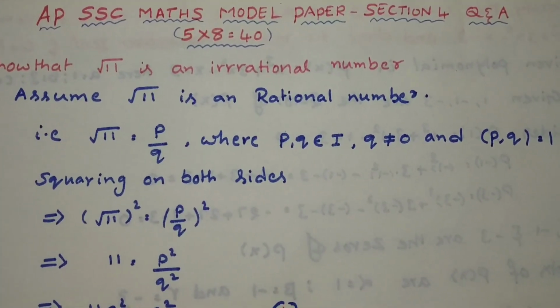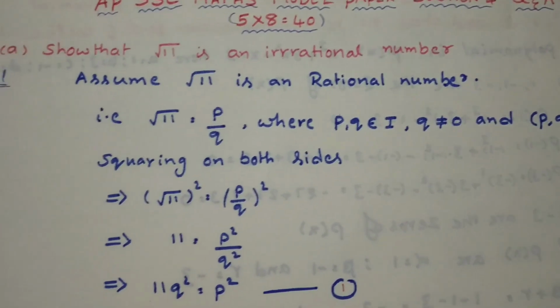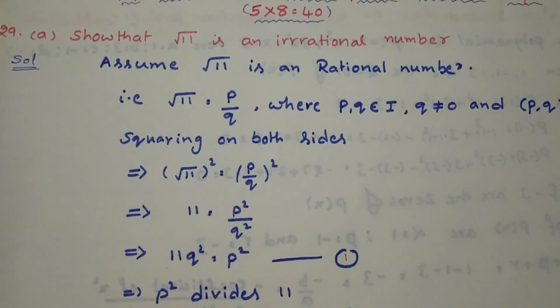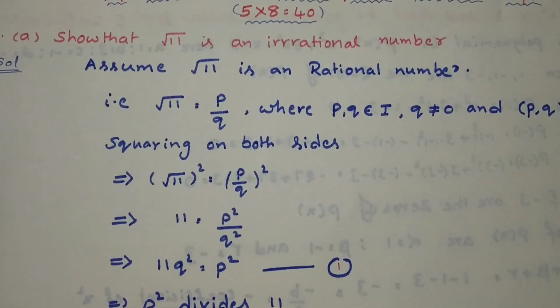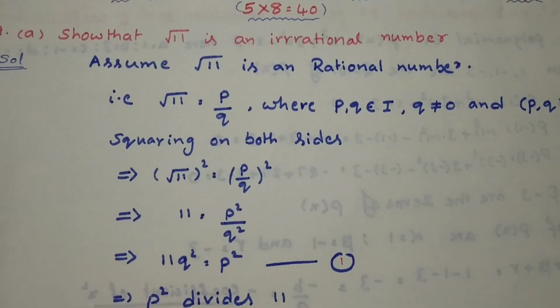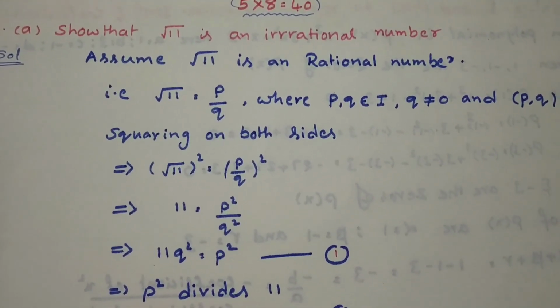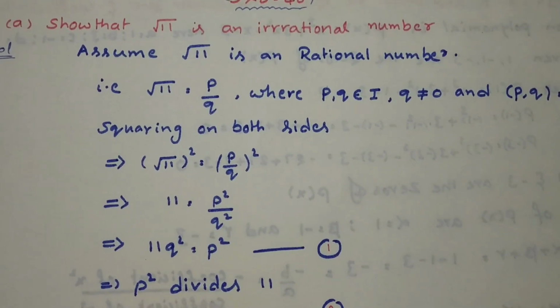APSSC Model Paper Section 4 Question and Answers. In this one, first 29th question. A. Show that root 11 is an irrational number. For this one, first we have to assume that root 11 is a rational number.